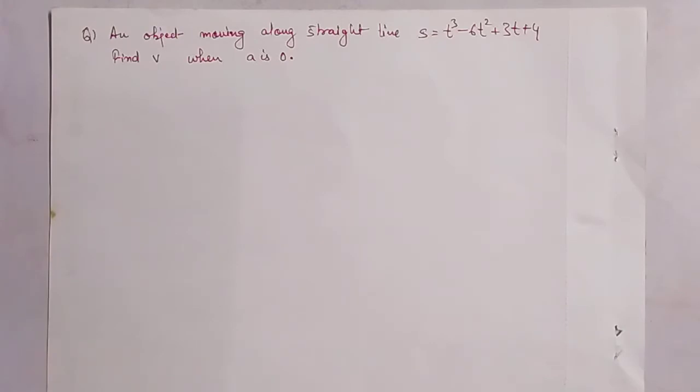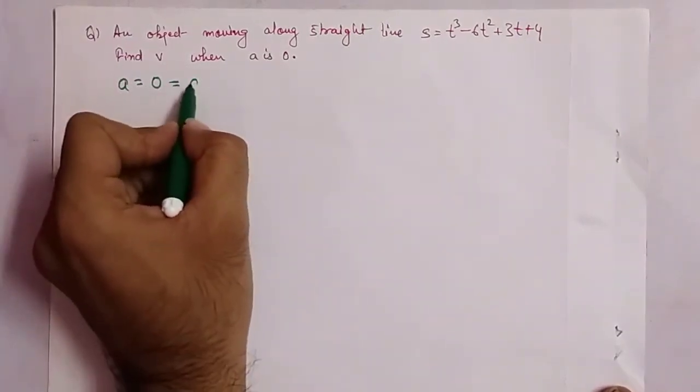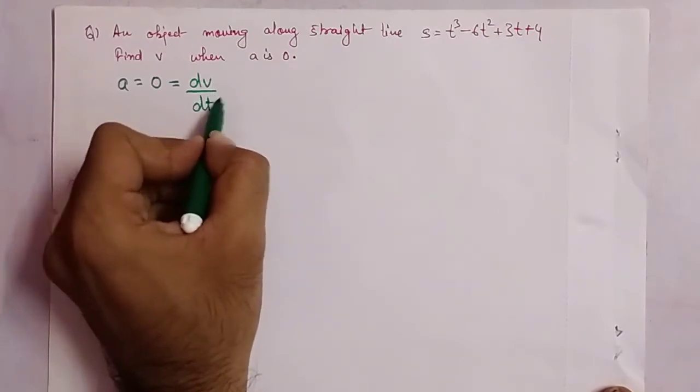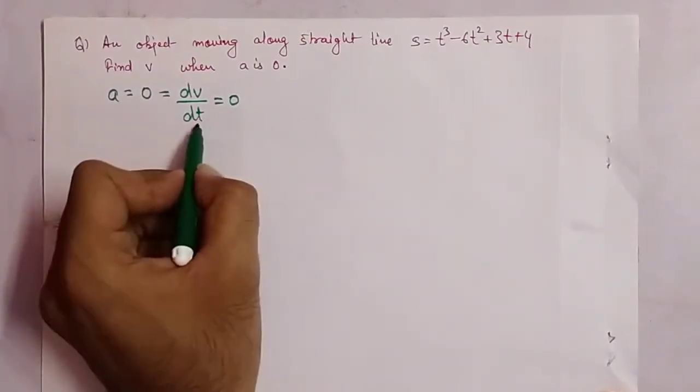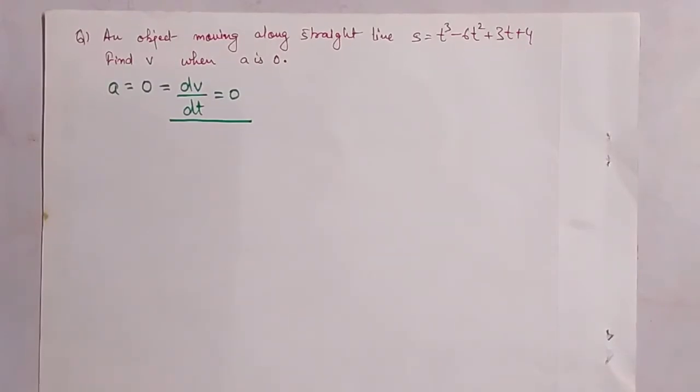Now, what is the meaning of acceleration is 0? That means dv by dt, you can write the acceleration is 0 means dv by dt is 0. That means now the rate of change of velocity is not going on. That is, it remained constant. Now your velocity has become constant and got the maximum value, or you can say the minimum value. So anything can happen at this point when there is the acceleration 0.